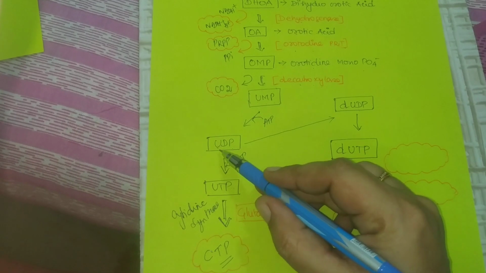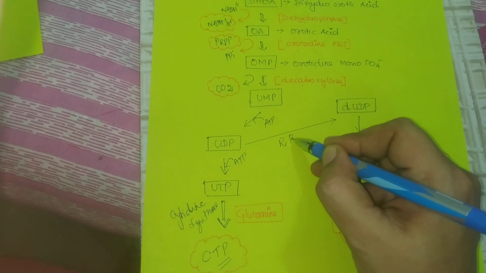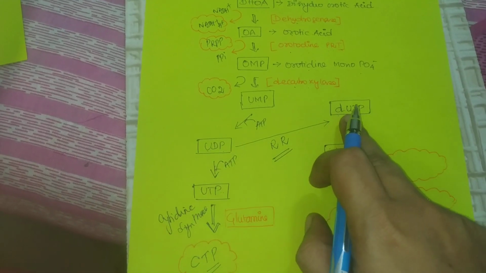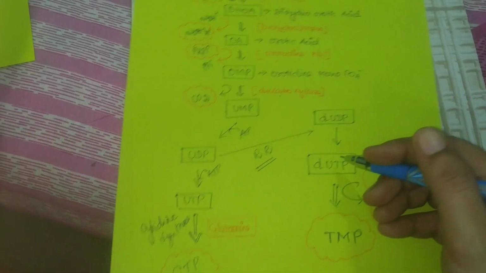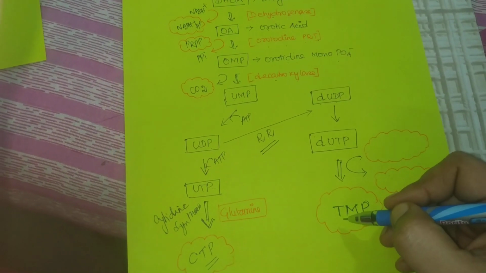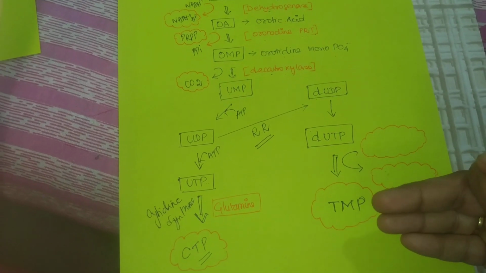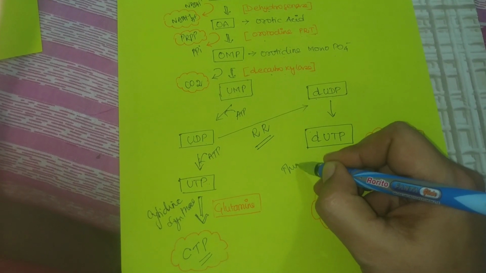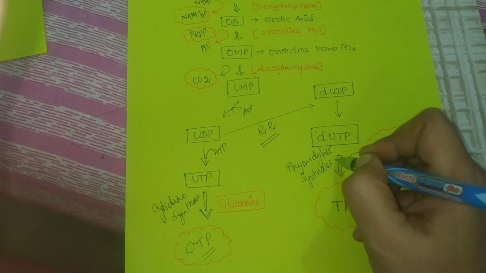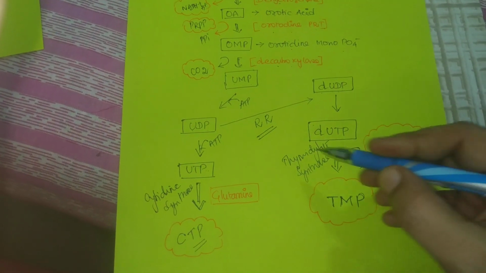Now uridine diphosphate will be converted to deoxyuridine diphosphate by adding the enzyme ribonucleotide reductase, RR. From deoxyuridine diphosphate you get deoxyuridine triphosphate and you will then generate thymidine monophosphate. Okay, the last pyrimidine has been synthesized. Since thymidine is synthesized in this step, the enzyme we use here is thymidylate synthase. Is it clear? When cytidine is synthesized, the enzyme we used is cytidine synthase. When thymidine is synthesized, the enzyme we use is thymidylate synthase.